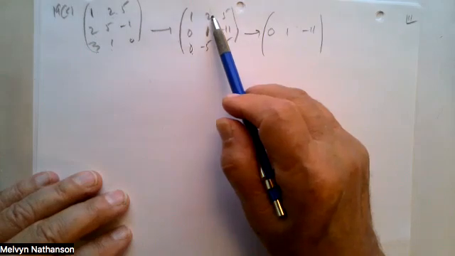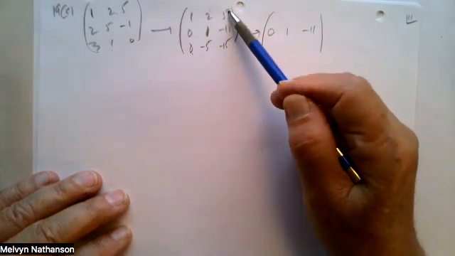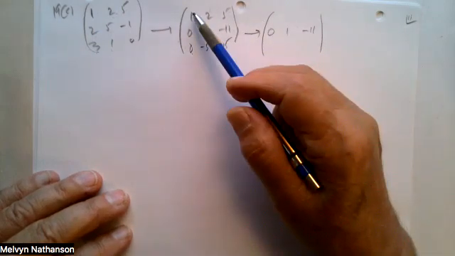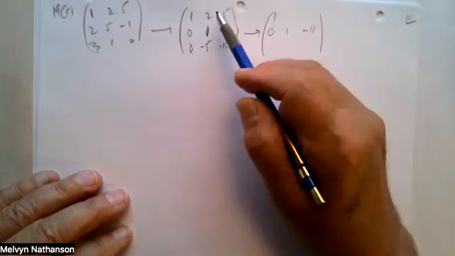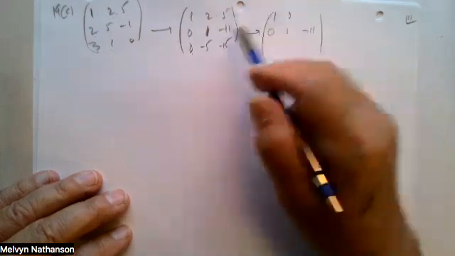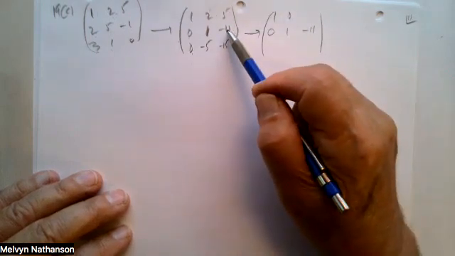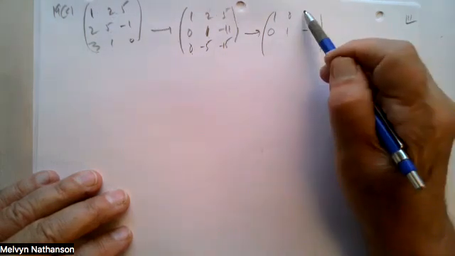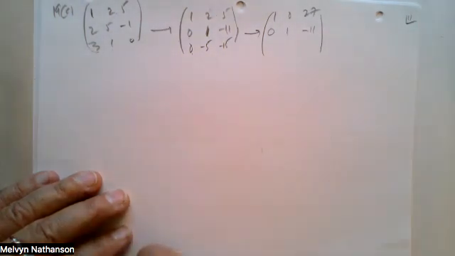I want to get a 0 here. So I take the first row minus 2 times the second row. So 1 minus 0 is 1. 2 minus 2 is 0. Minus 2 times minus 11 is plus 22. 5 plus 22 is 27.